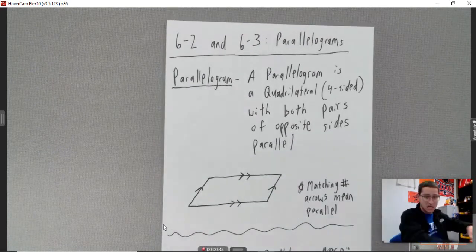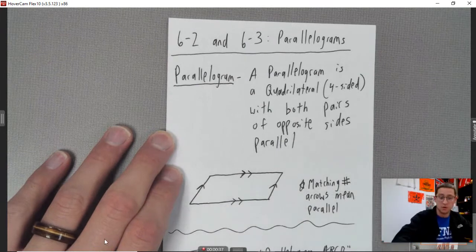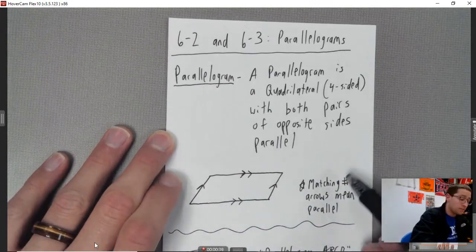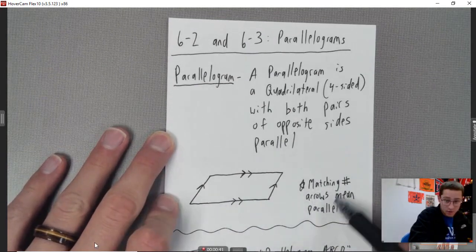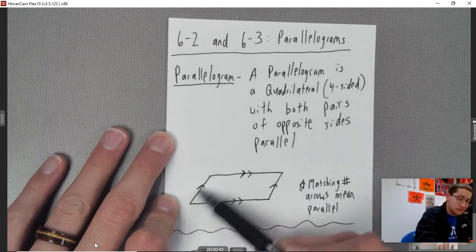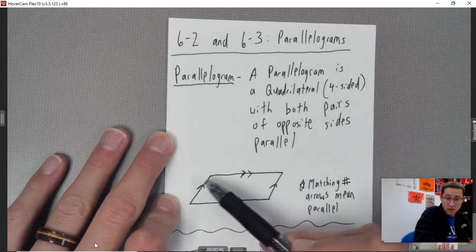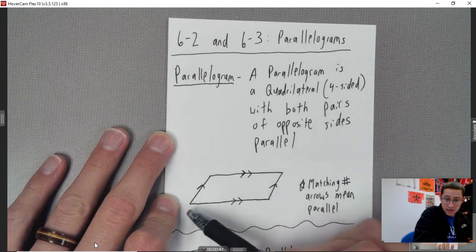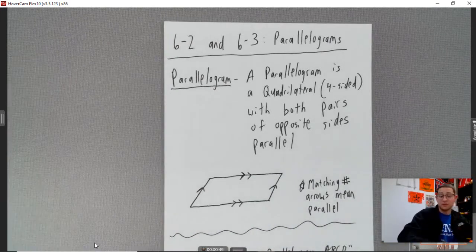So as we can see here, here is an example of a parallelogram. Now, as a reminder, the matching number of arrows means that they're parallel. So we can see that this side and this side are parallel, and similarly, this side and this side are parallel. That's what makes it a parallelogram.